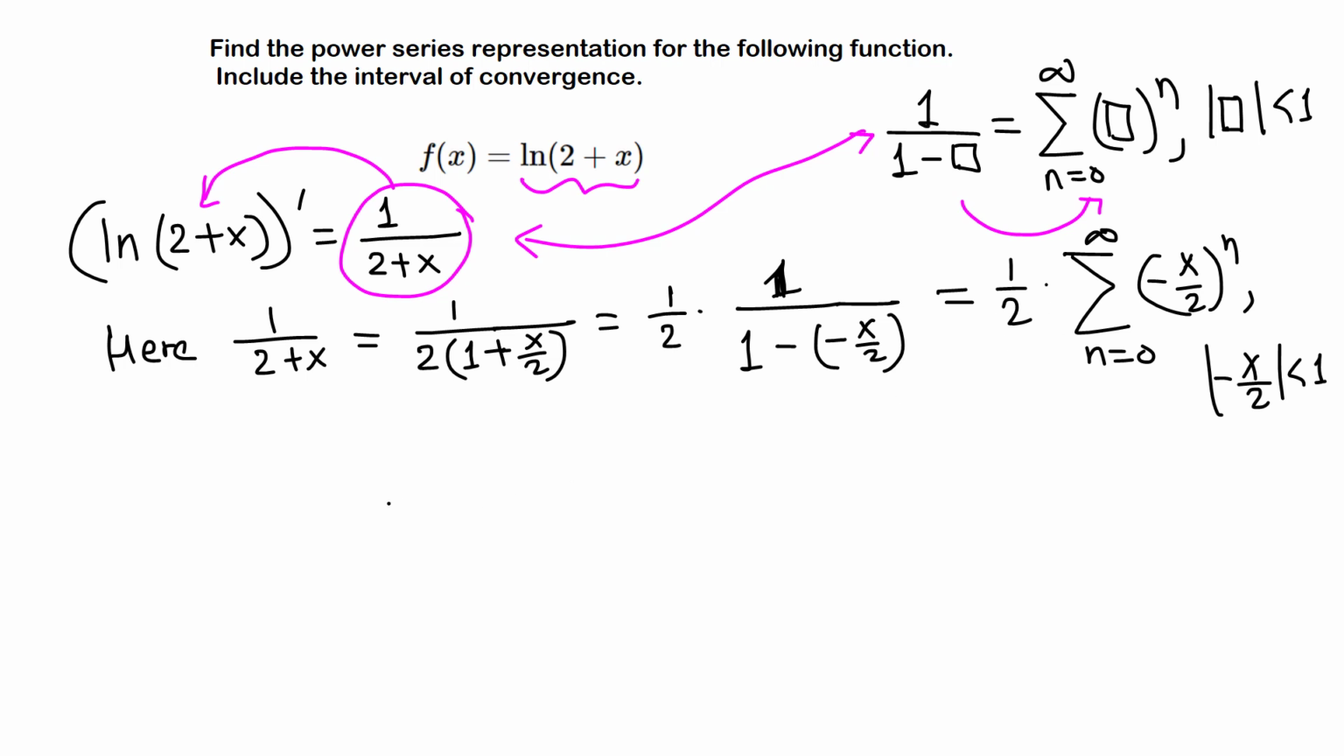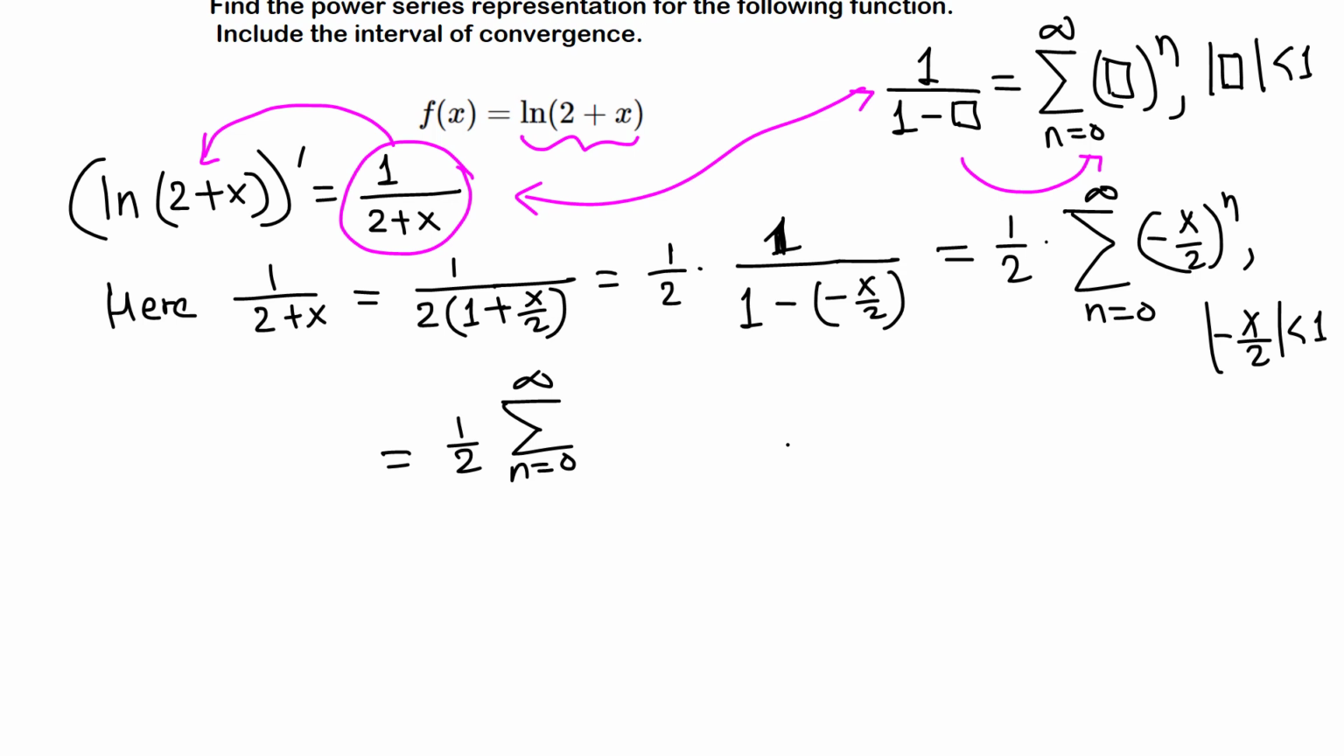Okay, let's simplify this. So this is 1/2 outside. Now inside is the sum from n equals 0 through infinity of that negative x over 2 to the n. This negative is negative 1. We can just write down negative 1, and x to the n on the top. We can distribute that power over 2 to the n. And here absolute value of negative will be always positive. So that is same as absolute value of x less than 2. Okay, you can multiply both sides by 2.